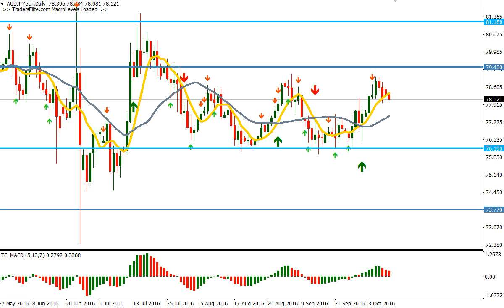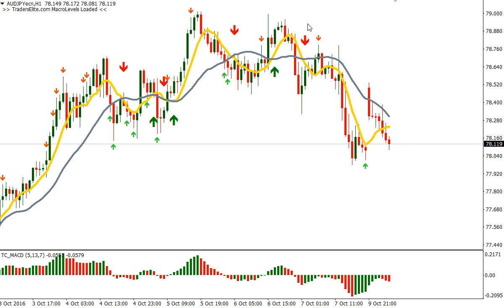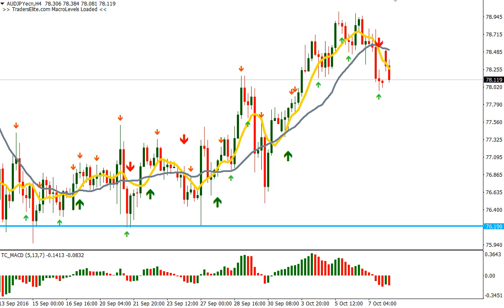Slow or sideways to down on the daily, but overall upward. 4 hour down and 1 hour down. So the first instance is to see a change in the 1 hour. If we see a change in the 1 hour, then it could be a possibility to catch, particularly if it's at a support level or a previous support level or a macro level.